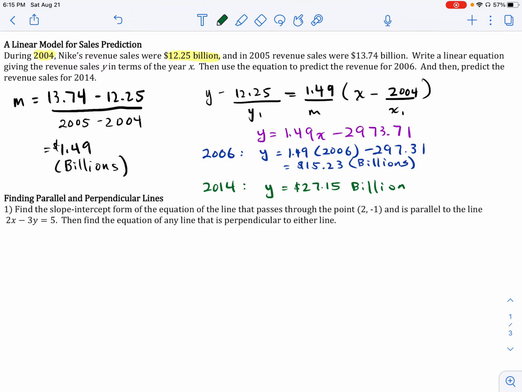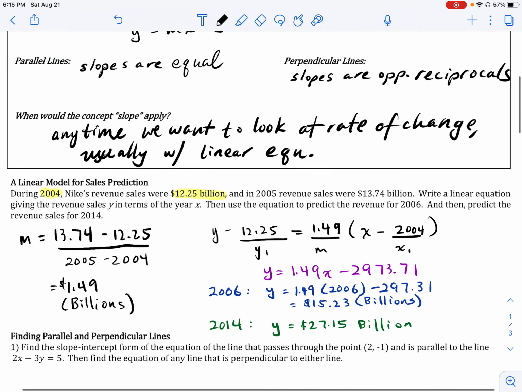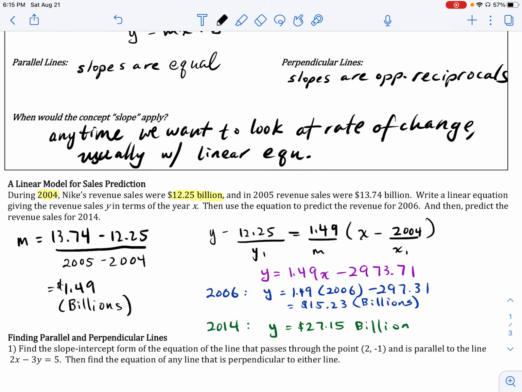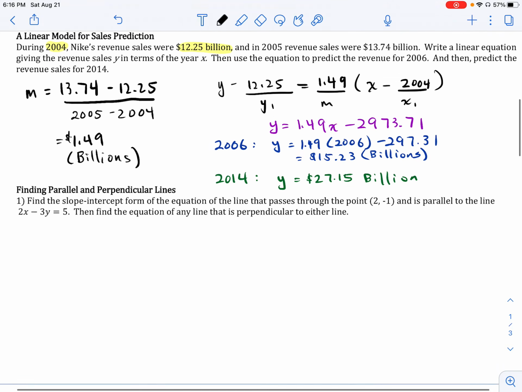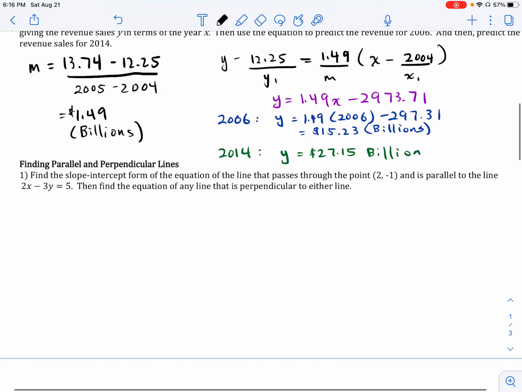In this next one, we're going to try finding parallel and perpendicular lines. And then, again, if you just go back up to your notes, remember that parallel lines are when the slopes are the same or the slopes are equal, and perpendicular lines occur when the slopes are opposite reciprocals of one another. So based on this information, if we know that the point passes through (2, -1), and it's parallel to the line at this here, well, let's find the equation of any line that's perpendicular to either line.